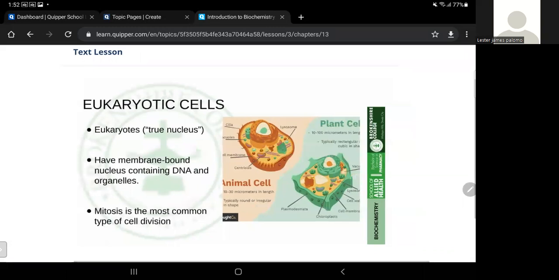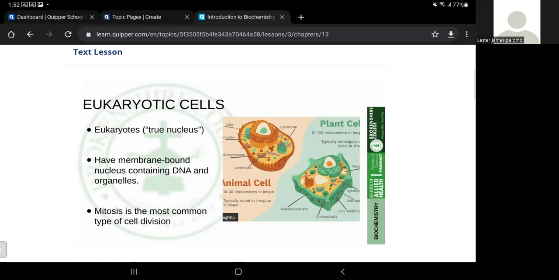And mitosis, in terms of the eukaryotic cell, the mode of reproduction is mitosis, the common type of cell division. Are we familiar with mitosis? Are you familiar with it already? Mitosis in your human anatomy?